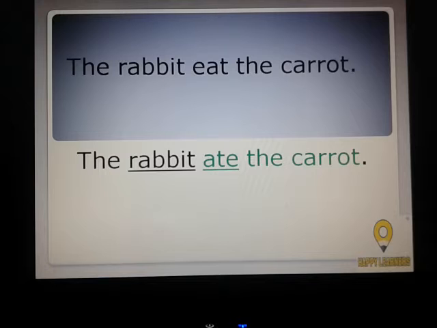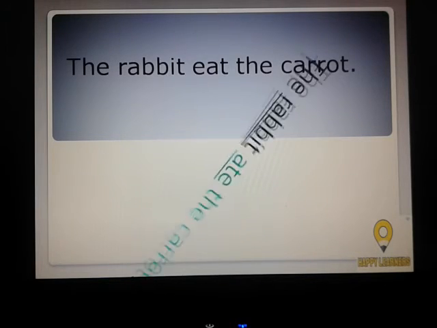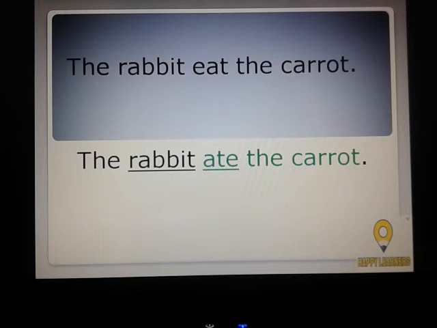Now, if I ask you which of these sentences seem correct, the rabbit eat the carrot or the rabbit ate the carrot, I'm sure you will agree that it is the second sentence which makes sense and sounds correct. Well, that is mainly because there's an agreement between the verb and the subject. The verb being ate and the subject being rabbit.